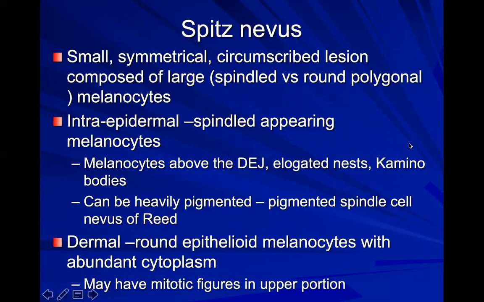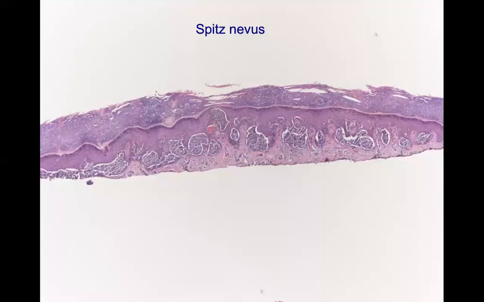Elongated nests, Kamino bodies, probably basement membrane material that's found in clumps in the epidermis. They can be heavily pigmented. These are referred to as pigmented spindle cell nevus of Reed. And then in the dermal Spitz, these round epithelioid melanocytes that have abundant cytoplasm. Of course, there's other looks for Spitz too. Almost everything that looks weird gets put in this category, but molecular studies are helping to sort out the different types.